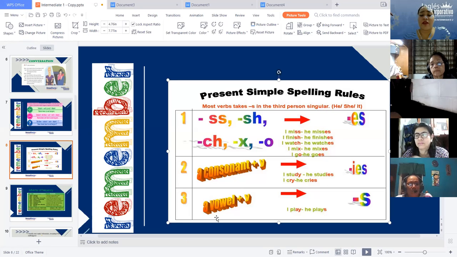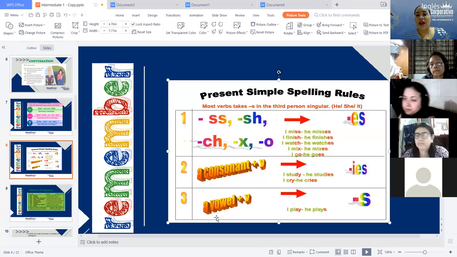Then we are going to have the third case, vowel plus Y. So we are going to have play. You may be able to see you have A, which is the vowel, and Y after. So you are going to just add S.